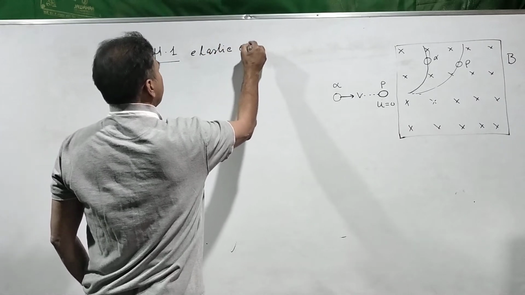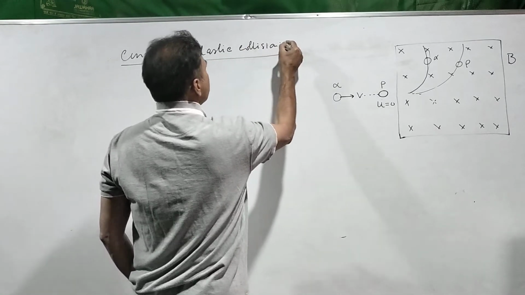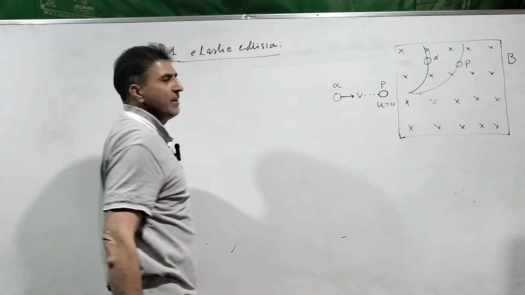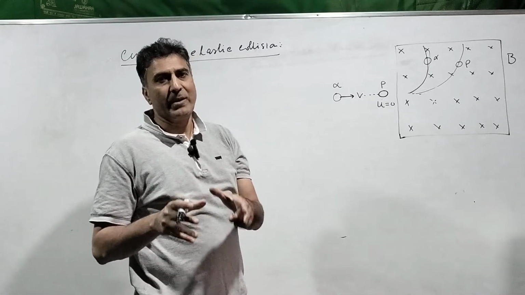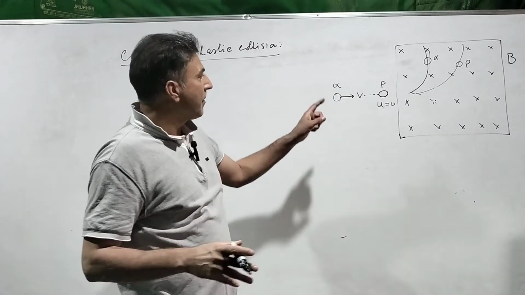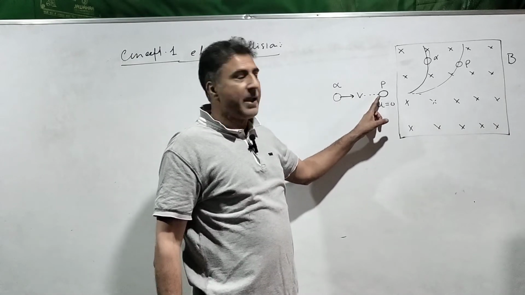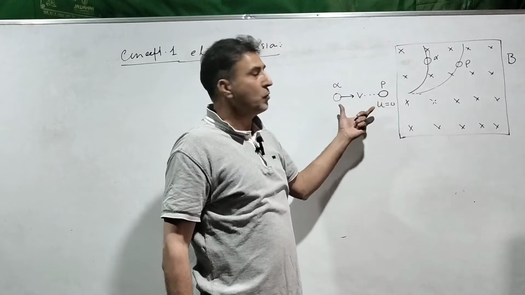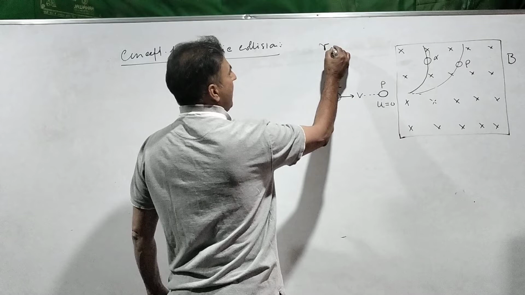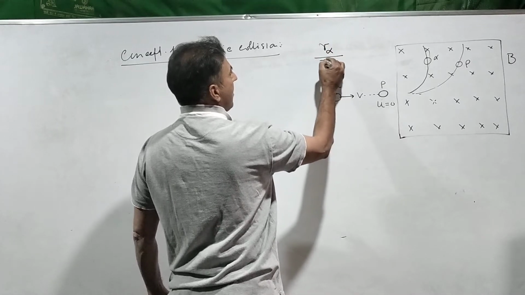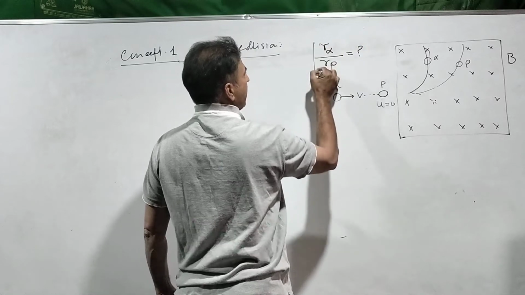Elastic collision. The first concept is the elastic collision of these two. And finally, what do we do, what is the problem, how would we like to formulate it? We will try to understand and know what is the ratio of the radii of the paths for the two particles. So I will try to know R alpha by R proton. This I will try to find in the present case.